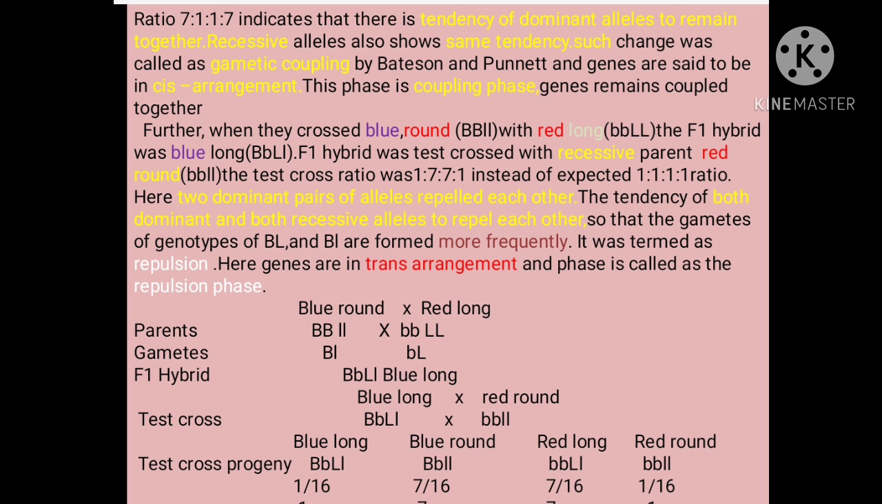The test cross progenies formed are: blue long is 1 out of 16, blue round is 7 out of 16, red long is 7 out of 16, and red round is 1 out of 16. That means the test cross progeny ratio is 1 to 7 to 7 to 1 instead of the typical expected ratio, that is 1 to 1 to 1 to 1.